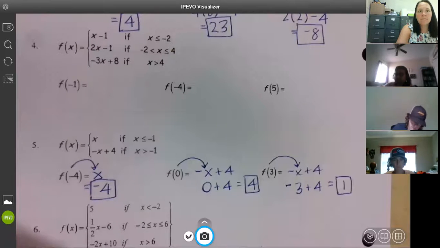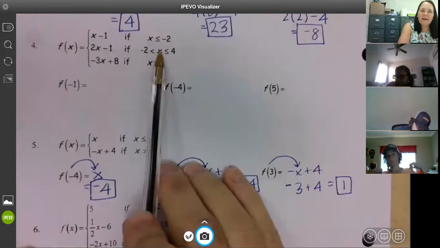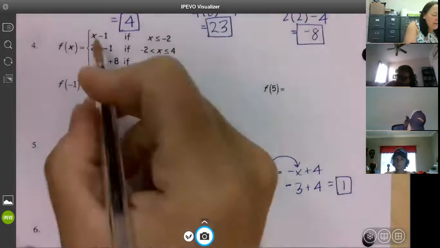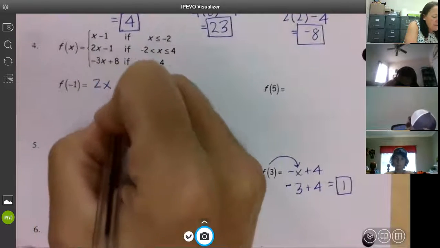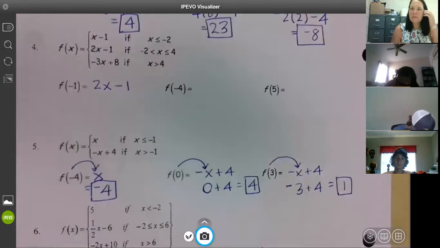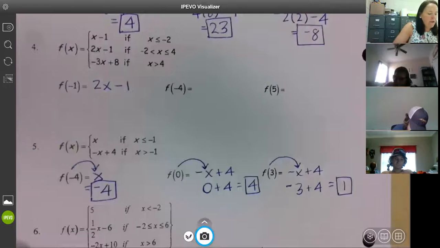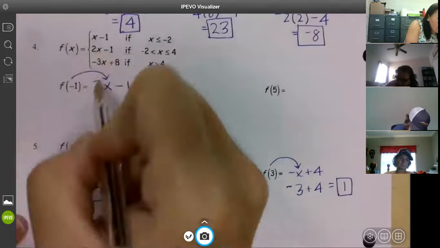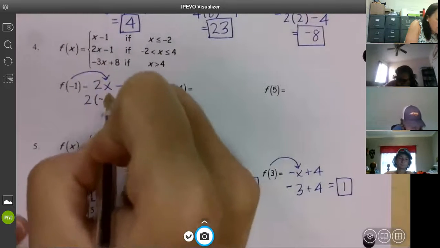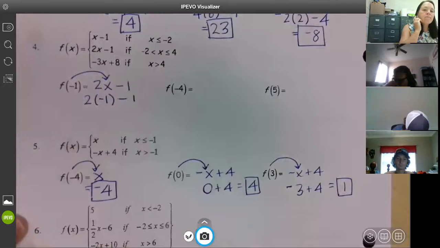It's in between. So it's fallen in the second category. It's in between here. So we're going to use the function 2x minus 1. So you just have 3 to choose from instead of 2. It's exactly the same way. We're going to plug the negative 1 in. So 2 times negative 1 minus 1.